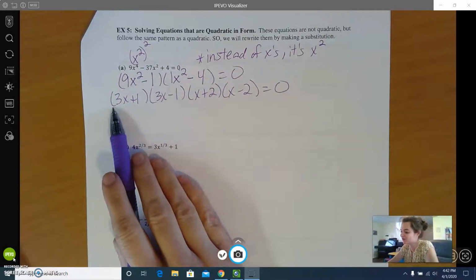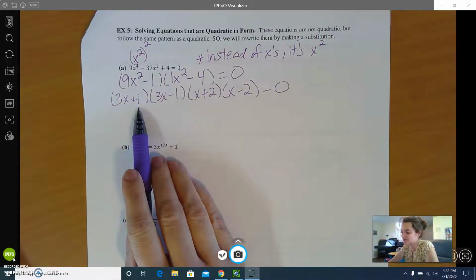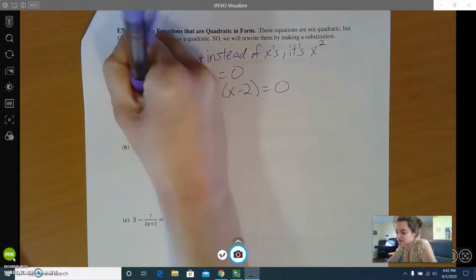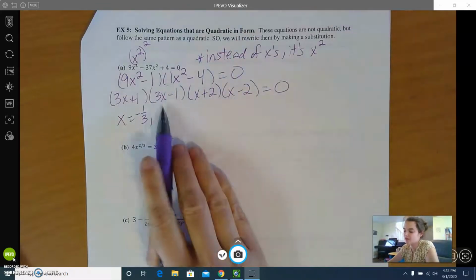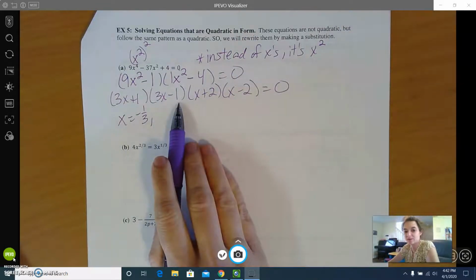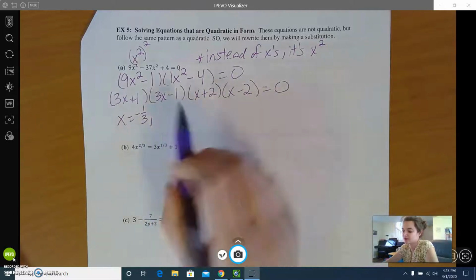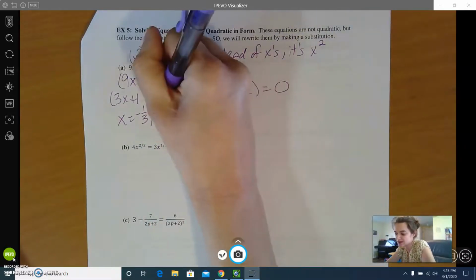So my factors, my first factor is 3x plus 1. So if 3x plus 1 equals 0, then x would be negative 1/3. My second factor is 3x minus 1. So to solve for that one, I would add 1 and divide by 3 and get x is positive 1/3.